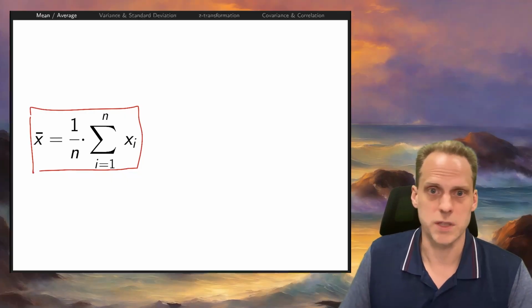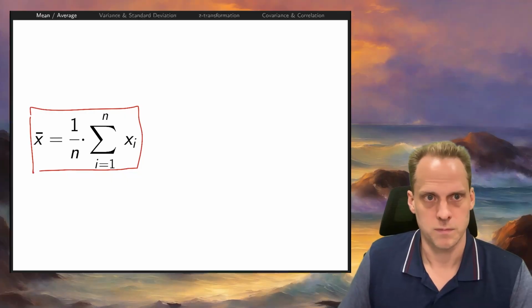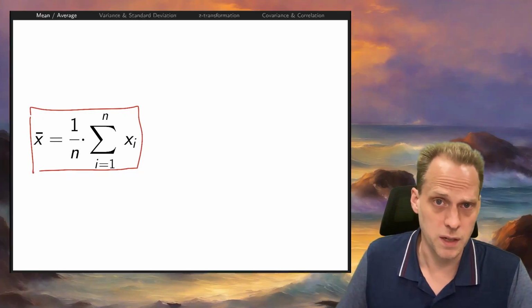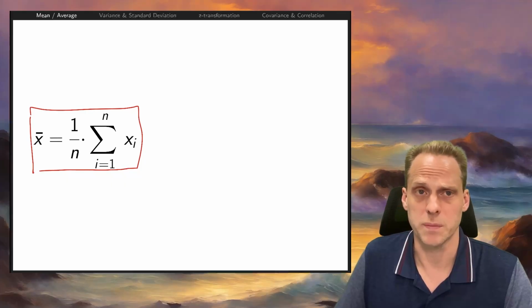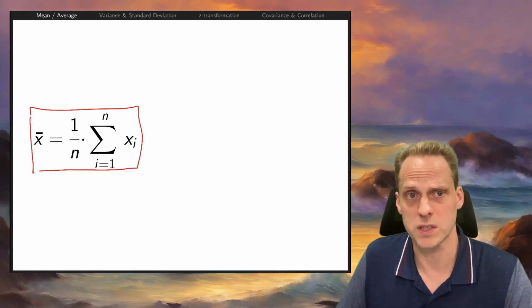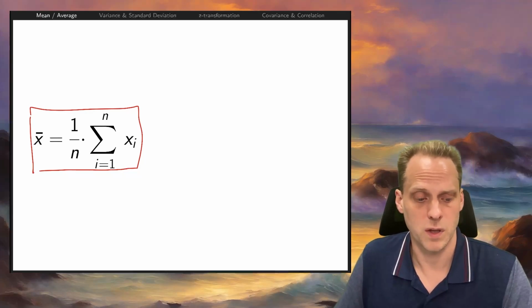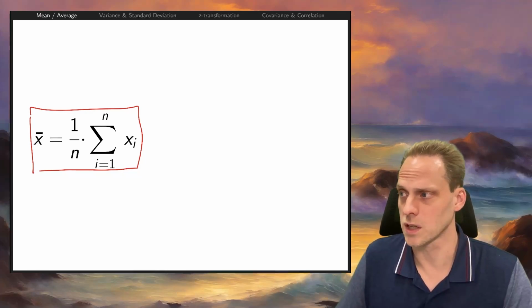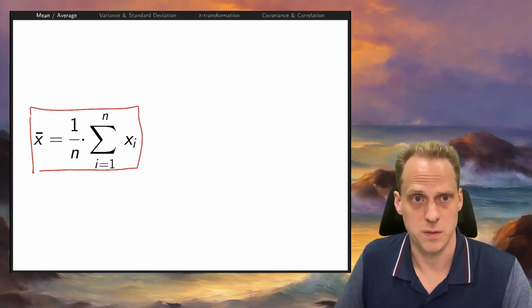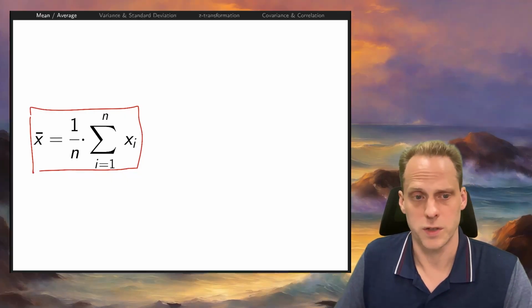Of course, in JASP, there's just a button that you press to get the mean. For all these things, we don't actually have to calculate any of this stuff by hand, but it is important that you understand the basic idea behind it. So on the exam, for sure, there will be a few questions where you have to compute or calculate some things like the mean or standard deviation or correlation by hand as well. It's important that you understand the concept.